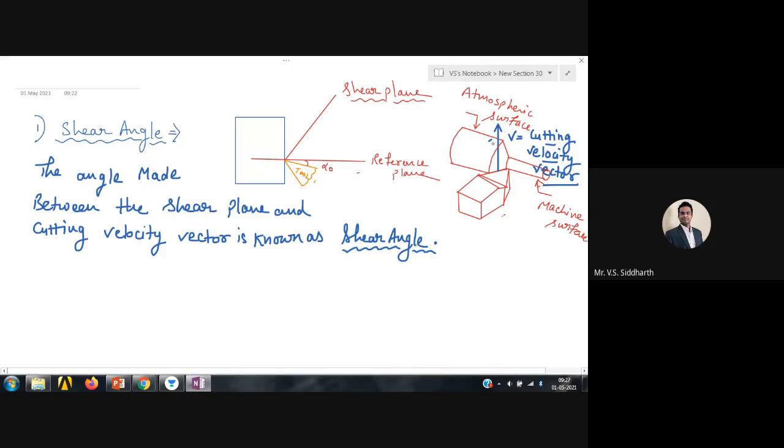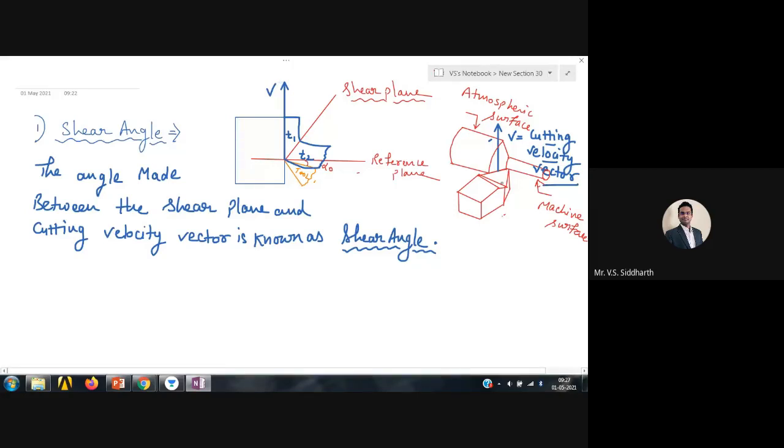Since this arrow is my cutting velocity vector here, in this particular diagram this is my uncut chip and this is my chip. This is T2, this is T1. So can I say that this is the direction of my cutting velocity vector? Is it V? Say yes or no.